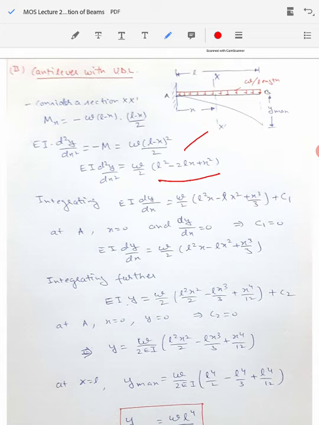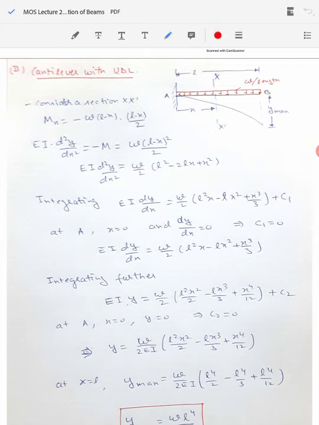Now we integrate this expression, which is going to give us the equation for slope, EI dy by dx, equal to W by 2 into (L square x minus L x square plus x cube by 3) plus constant of integration C1. Now is the time to apply the boundary condition. At fixed end A, which is at x equal to 0, our slope dy by dx is 0. So when you substitute x equal to 0 and dy by dx equal to 0 here, this will provide us C1 equal to 0. So the first constant of integration is 0.